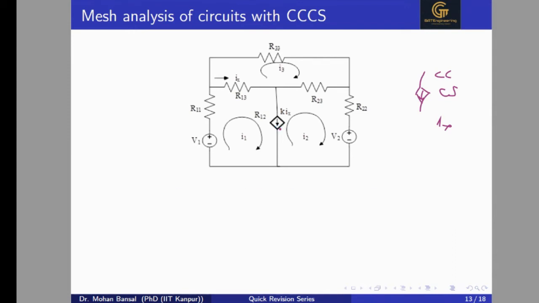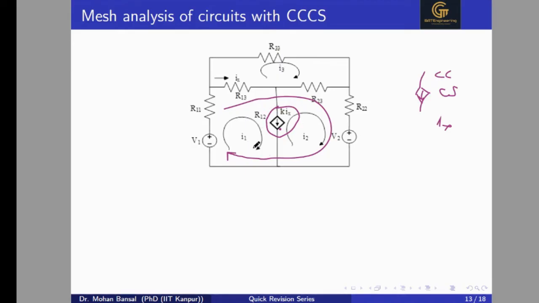In this problem, we can't apply the KVL in mesh 1 and mesh 2 separately because we don't know the voltage across this dependent source. When we don't know the voltage in any branch, we can't apply the KVL. So what we can do is apply the super mesh in this case.